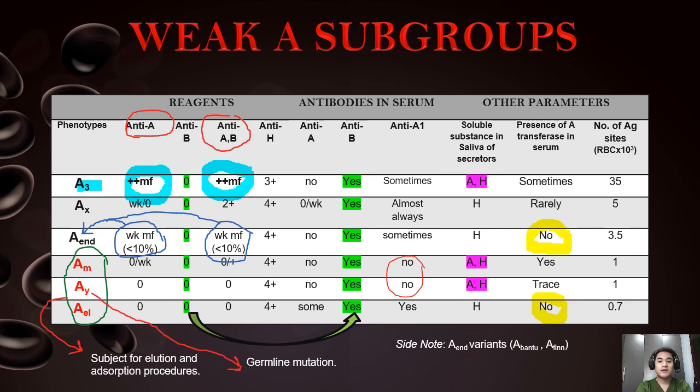So let's take a look at this present slide. Applying your Landsteiner rule of antigen and antibody presence, since this is a subgroup, it must be negative for anti-B antisera, while positive for anti-B antibody in your serum sample. Moreover, it must demonstrate agglutination with anti-A antisera and anti-AB antisera since it contains the A antigen. However, this isn't the case for Am, Ay, and Ael, and that's exactly why they are subject to elution and adsorption procedures.